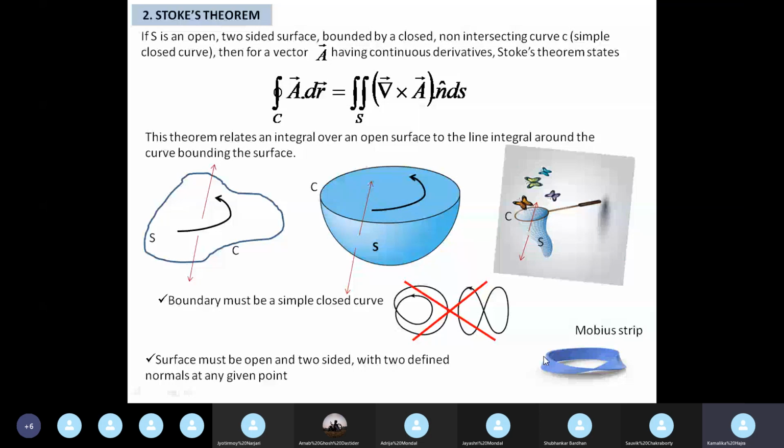So what I'm trying to say is that if you have a surface like the Mobius strip, then you cannot define a normal to be outward or inward exclusively. For such surfaces, you cannot apply Stoke's theorem. Next, again we move on to a problem as usual for Stoke's theorem.